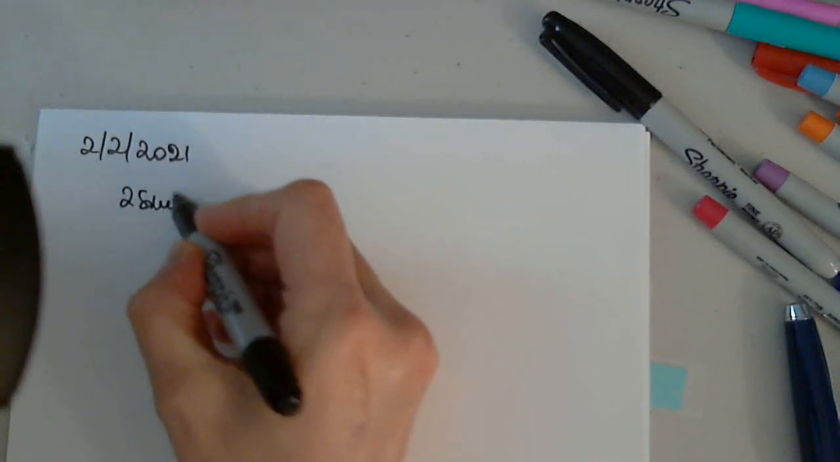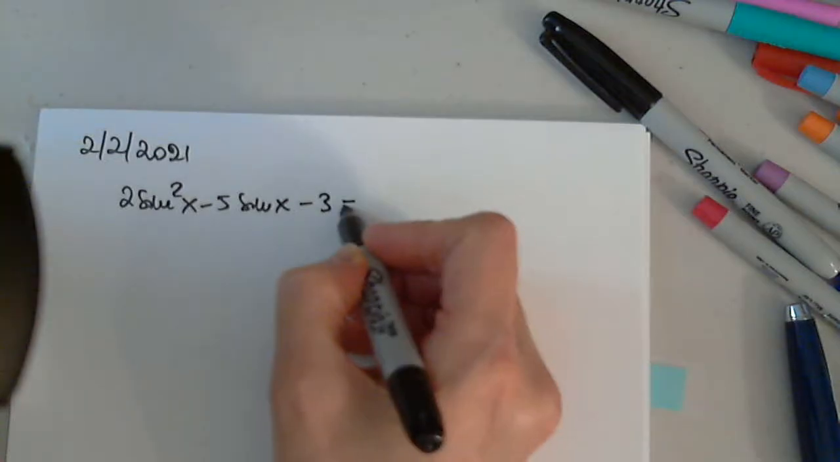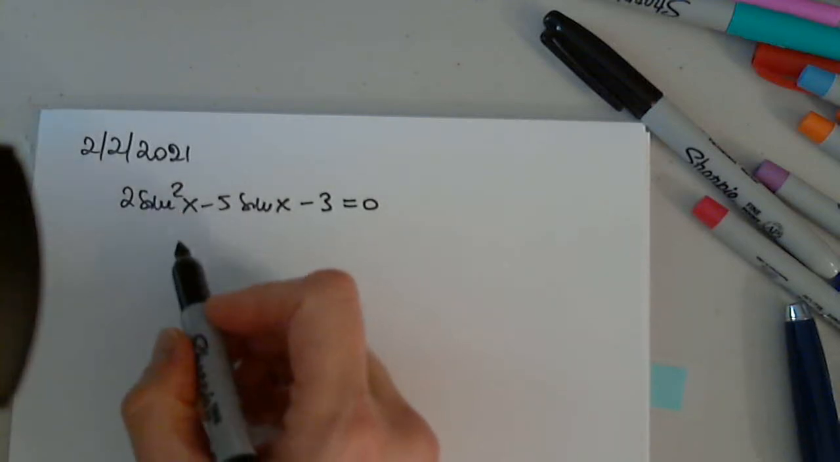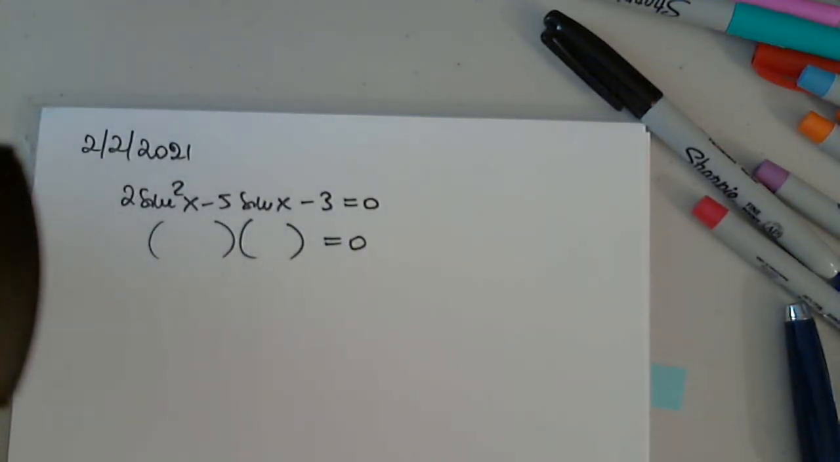The equation was 2 sine squared x minus 5 sine x minus 3 equals 0. Am I correct? Yes. At this point, we have to completely factor it. Without factoring it, we can move on. Let me know if you cannot see or it's blurry or something, okay?